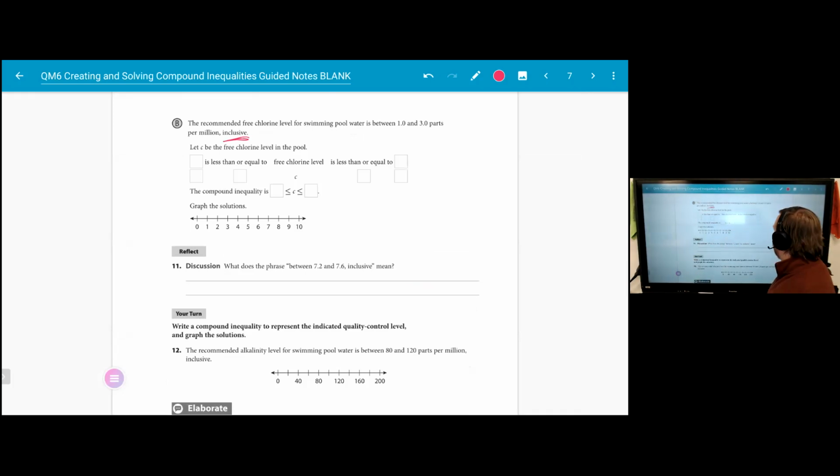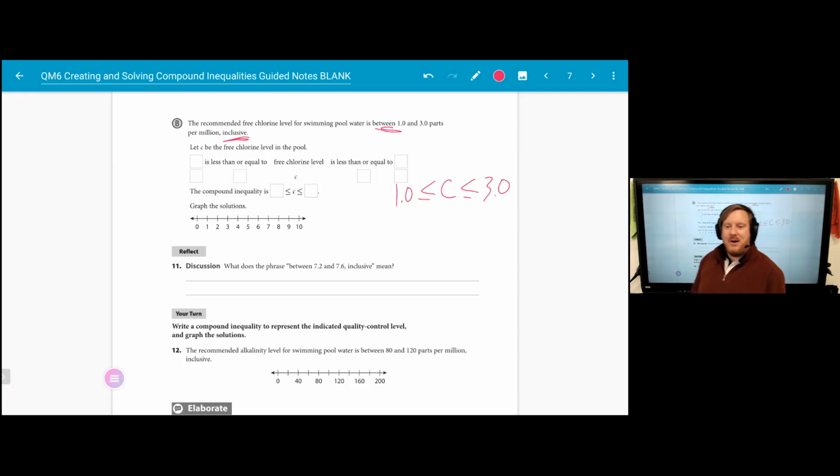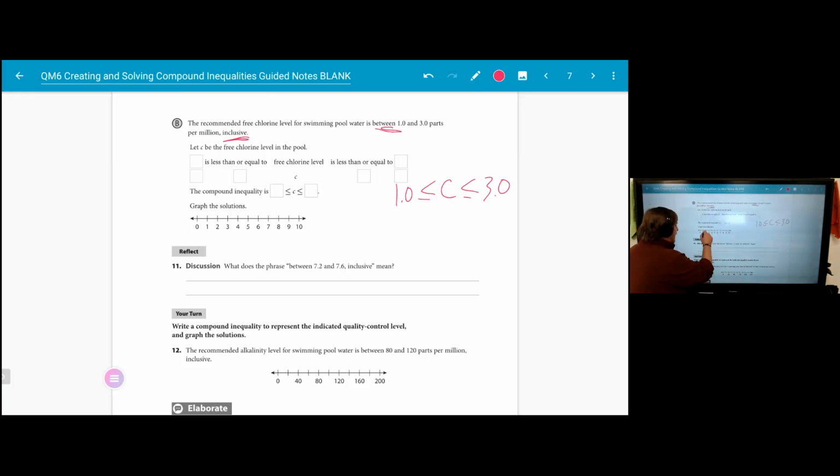C is chlorine in the pool. In other words, it's going to be between. If it's between, we know right away that's an and statement. So I'm going to take this C. C has to be bigger than something, but also less than something. But we said inclusive, so it could equal these two numbers. The lowest number is 1.0. The biggest number is 3.0. And guess what? We've already written it down. That's our compound inequality. Now we can graph the solutions. 1 is less than or equal to C, which is less than or equal to 3. Or equal to means I'm putting closed dots at those points, and an and means I'm going in between.